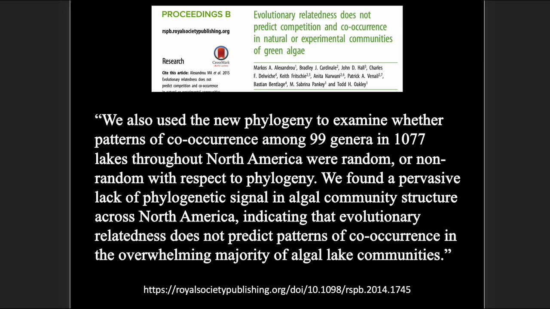throughout North America were random or non-random with respect to phylogeny. We found a pervasive lack of phylogenetic signal in algal community structure across North America, indicating that evolutionary relatedness does not predict patterns of co-occurrence in the overwhelming majority of algal lake communities.